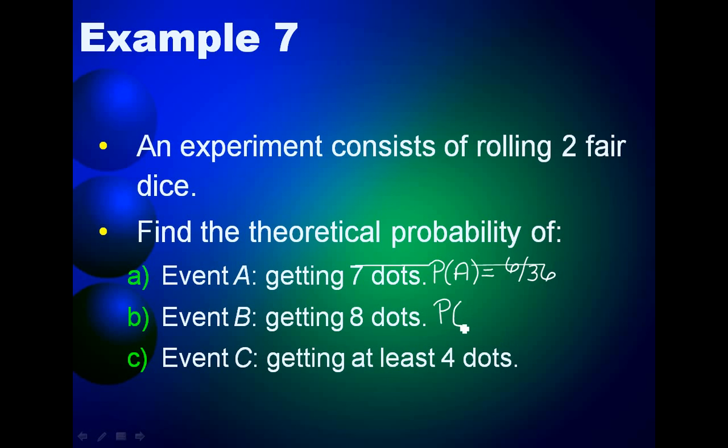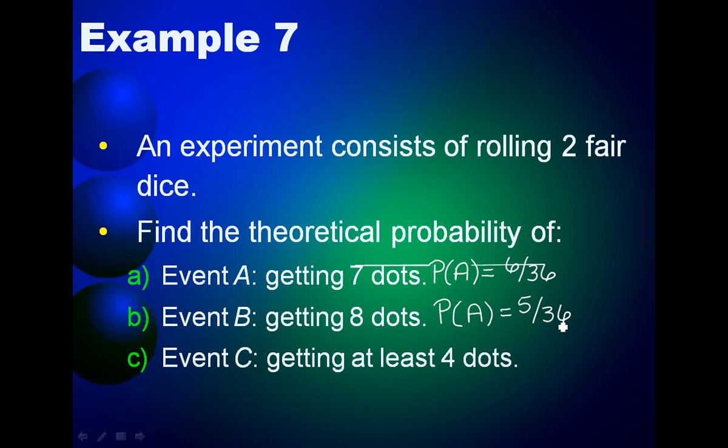Probability of getting 8 dots. Well, 2 and 6, 3 and 5, 4 and 4, 5 and 3, 6 and 2, excuse me. So that's 5 out of 36. The number of outcomes in your sample space that fit the event over the total number of items in the sample space.